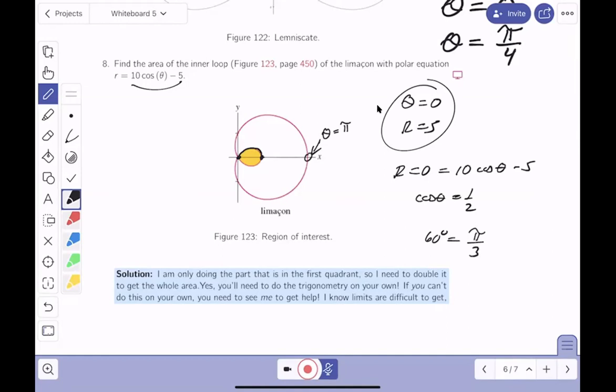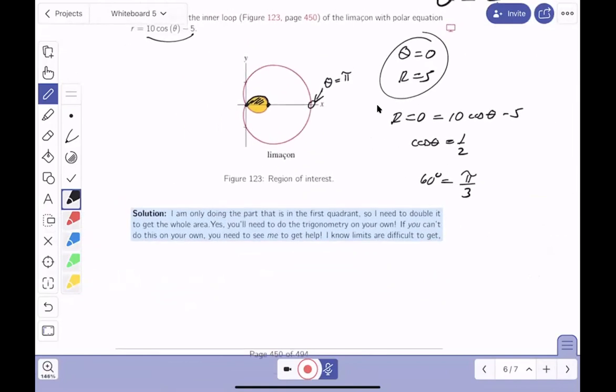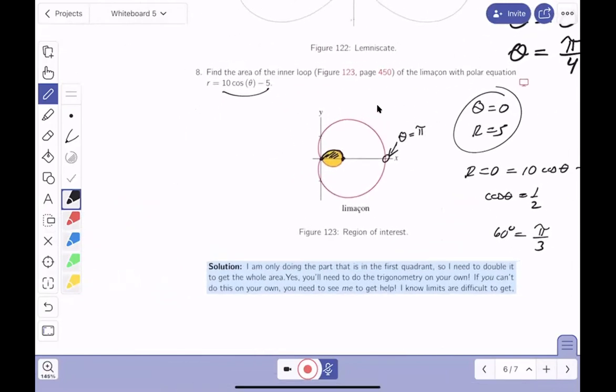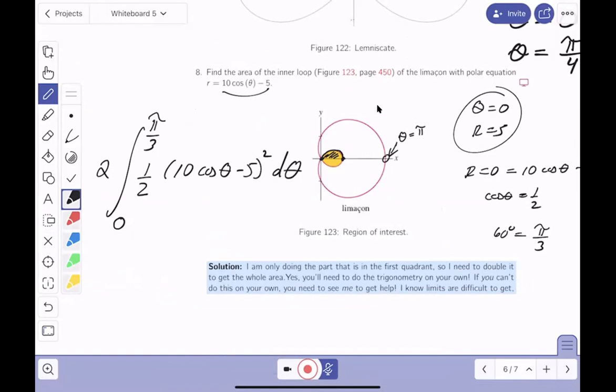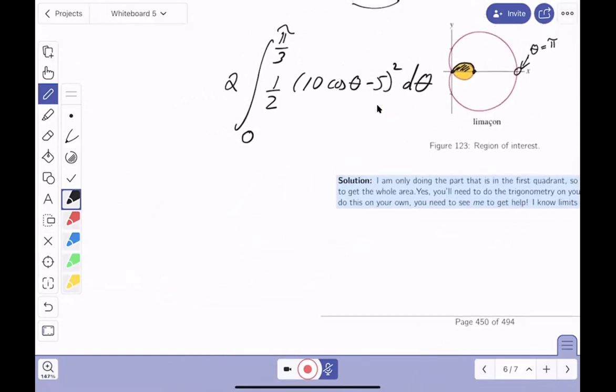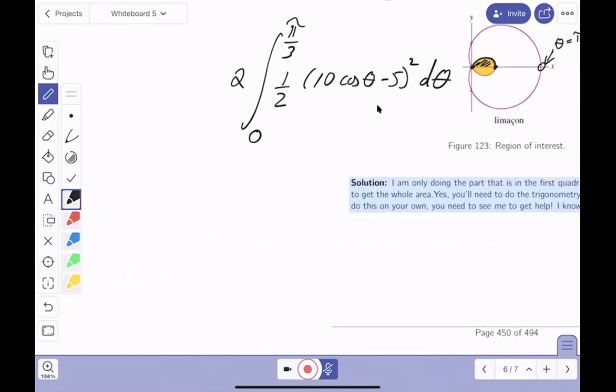Okay. So what did I just accomplish there? Just this part of it, which is again half of it. So I'm going to write this down for you. I'm just doing half of it and doubling it. So it's 2, 0 to pi over 3, 1/2 of 10 cosine theta minus 5 squared d theta. Again, I got to do the integration, then I'll look at the work. And when I do the work, I'll do the work.